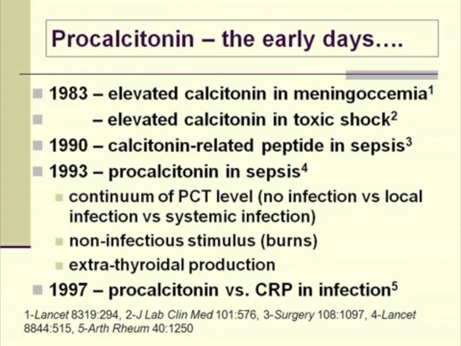There's a continuum of the PCT level, from no infection to local infection to systemic infection causing very high levels. It is true that it's not a specific marker of infection, and you can actually see elevated procalcitonin levels in non-infectious stimuli. In this particular study in 1993, they looked at burn patients. We'll talk about this in a little bit. And then they established that it was being produced not in the thyroid, where the parafollicular cells produce calcitonin, but actually all over the body in a number of different tissues.